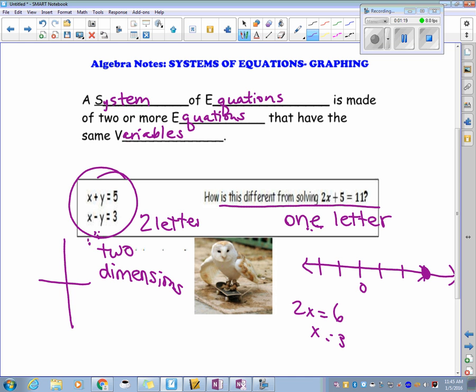Okay? So back in the beginning, Algebra 1, we had one letter. And then we had two letters. One dimension, two dimensions. So this is the system that we're looking at. Your answer is going to be where these two lines cross. And that's what we're talking about today. This is the introduction to that particular section. Questions?